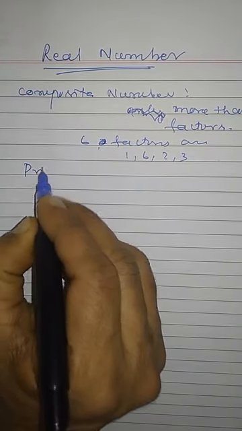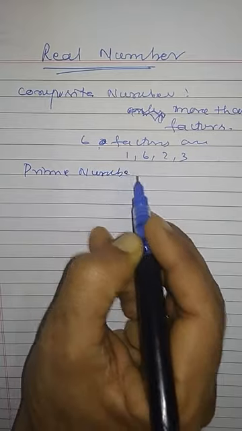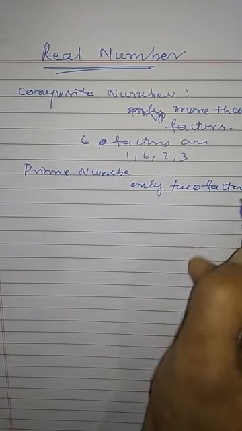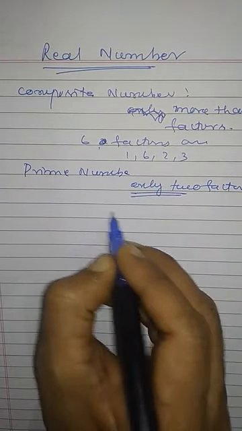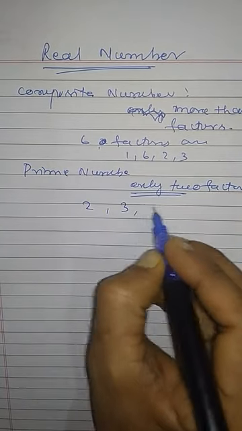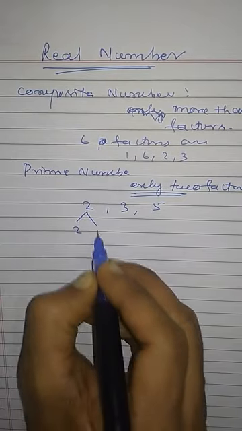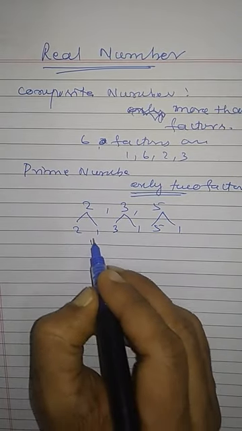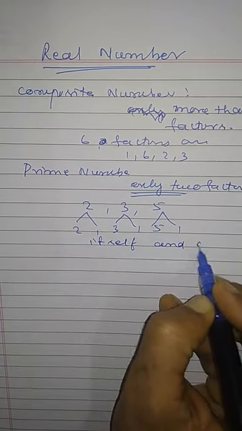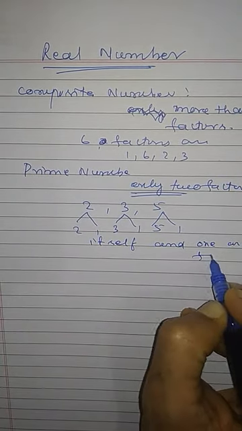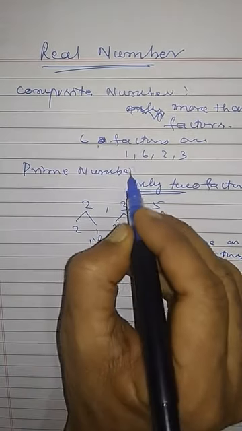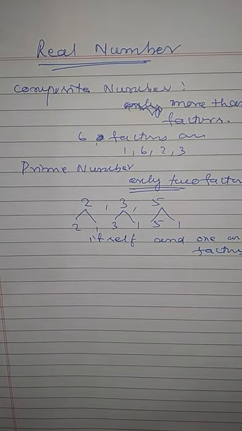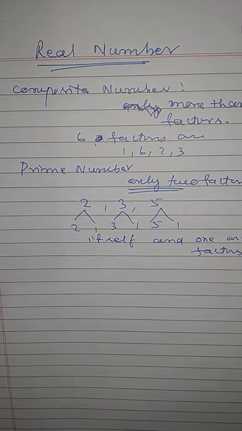What is a prime number? A prime number has only two factors. For example, 2, 3, 5. What are the factors of 2? 2 and 1. Factors of 3: 3 and 1. Factors of 5: 5 and 1. It means itself and 1 are the factors. So the number which has only two factors is called a prime number, and the number which has more than two factors is called a composite number.